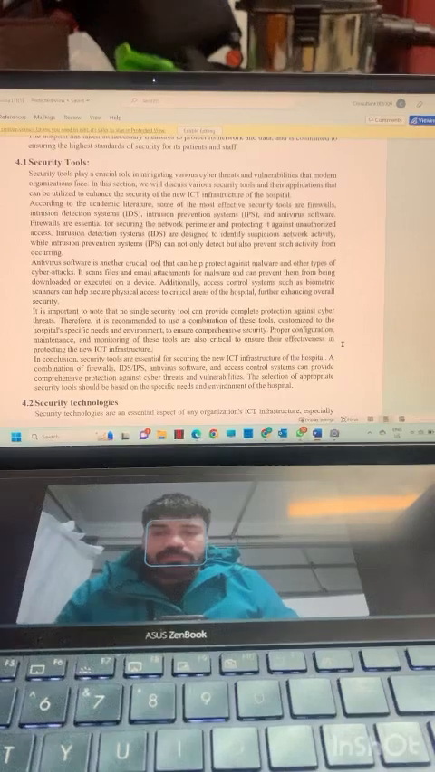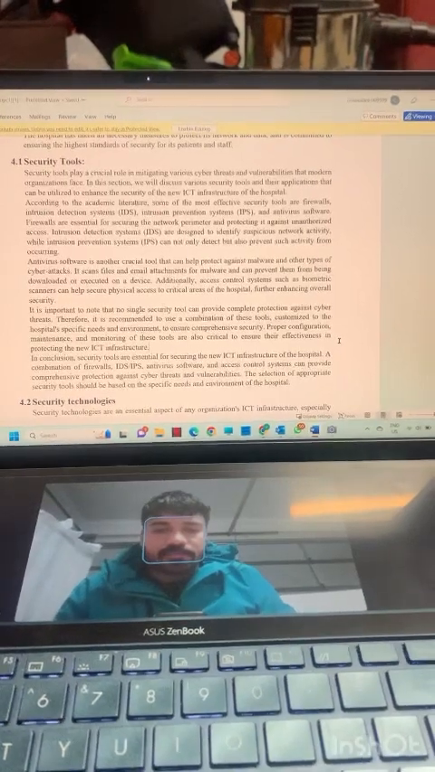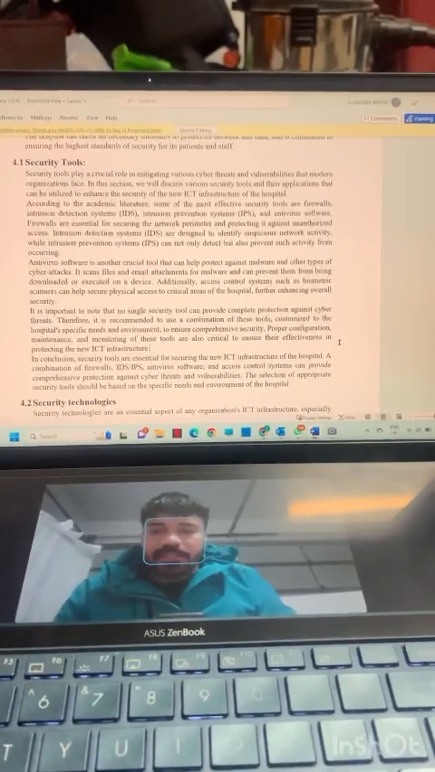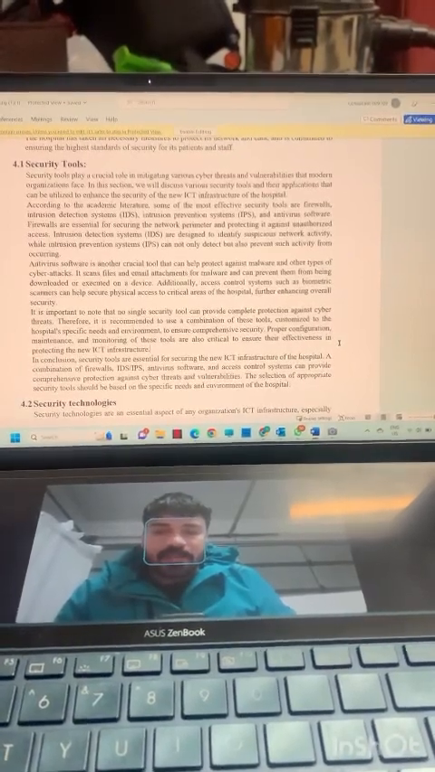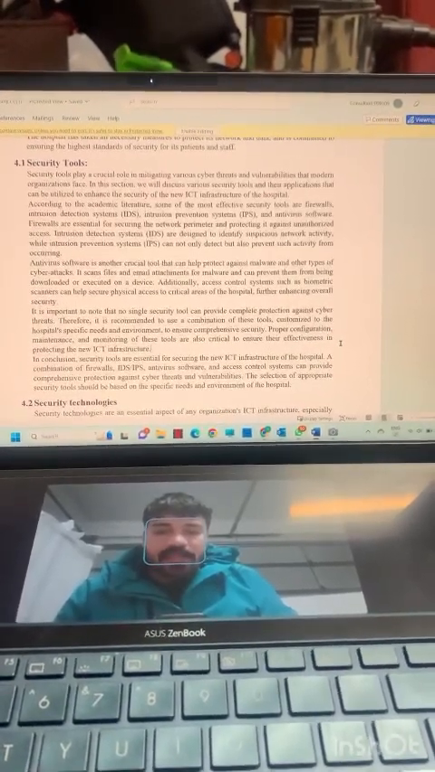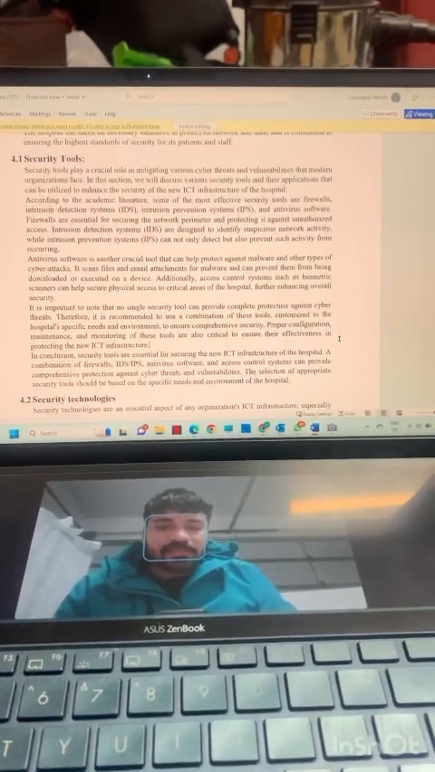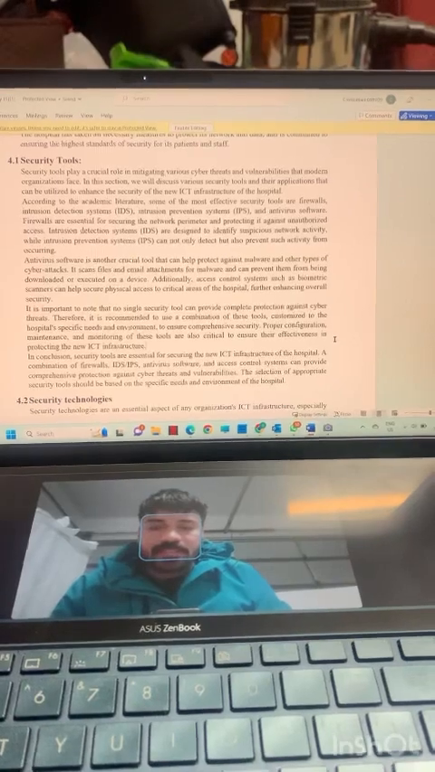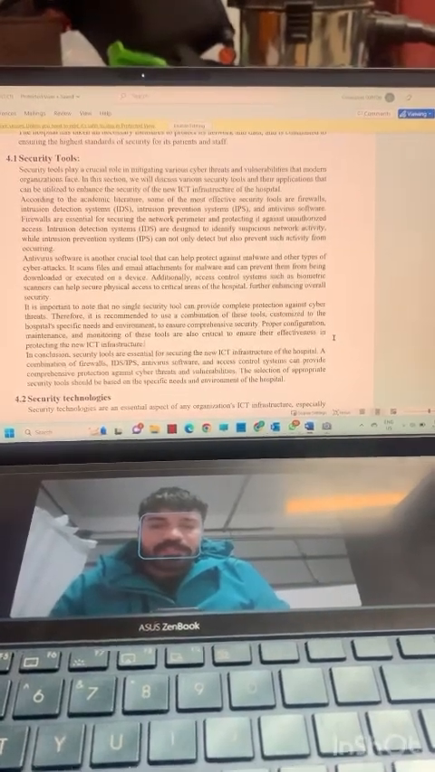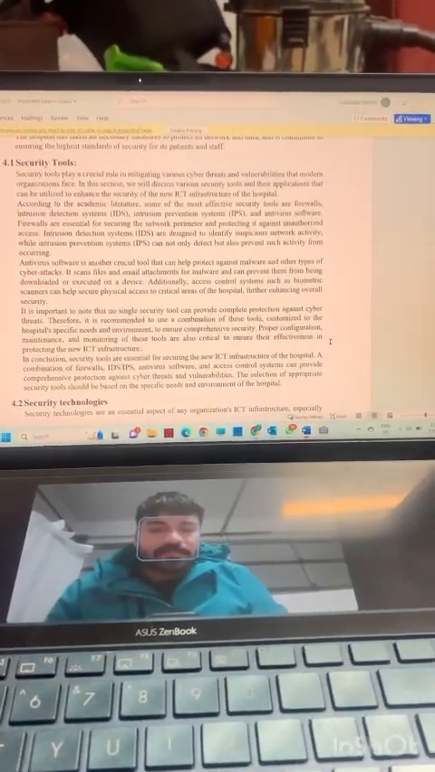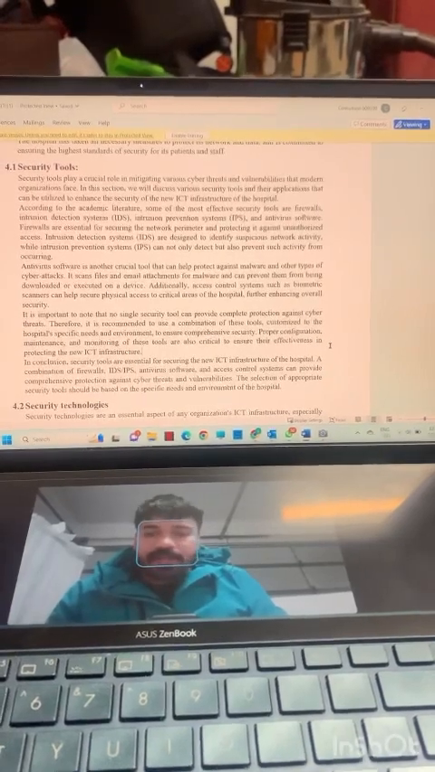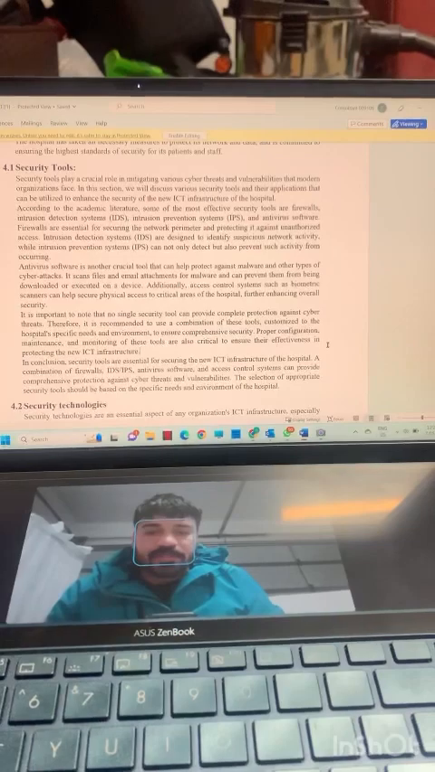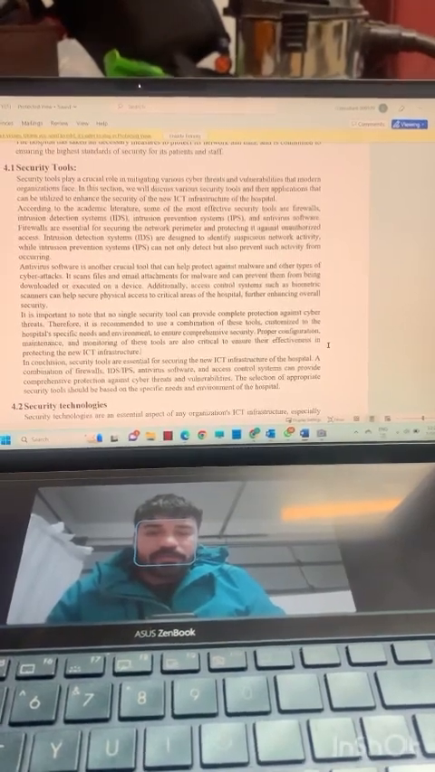In conclusion, security tools are essential for securing the new ICT infrastructure of the hospital. A combination of firewall, IDS, IPS, antivirus software, and access control system can provide comprehensive protection against cyber threats and vulnerabilities. The selection of appropriate security tools should be based on the specific needs and environment of the hospital.